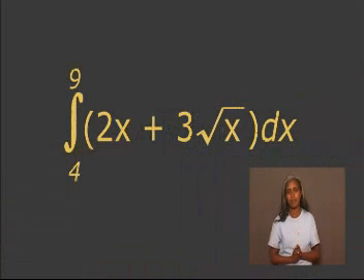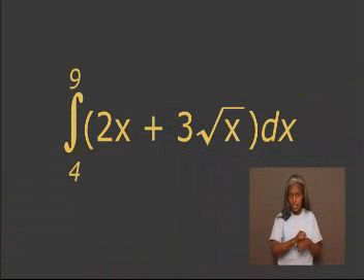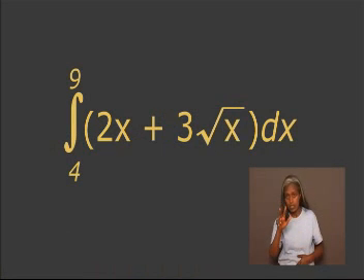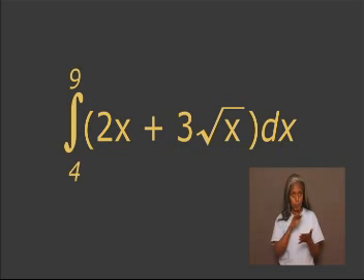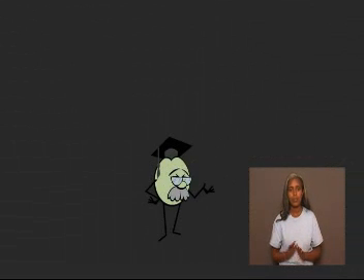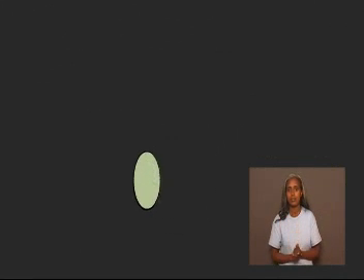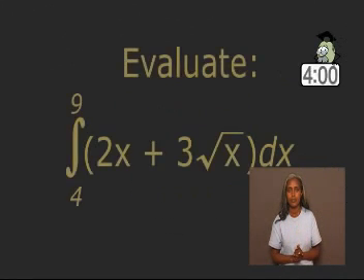Students, let us practice the 4 steps of definite integration again. As an activity, evaluate 2x plus 3 times the square root of x dx between the limits 4 and 9. Students, let's get ready. Begin.